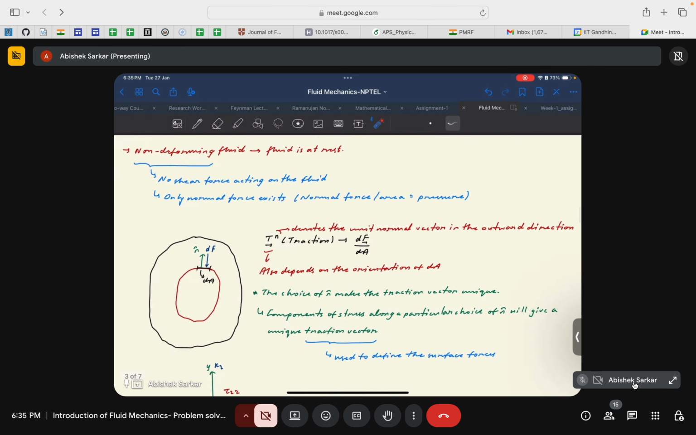But again, does it mean that if the fluid is in motion there is no pressure? It's a question, you can say yes or no.